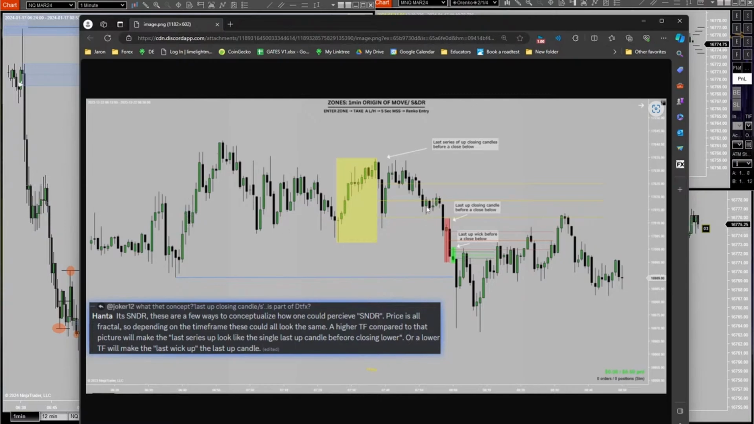So this little zone right here is the single strongest zone in this entire chart. Hence why it gave us literally the best reaction. So that's pretty nice.